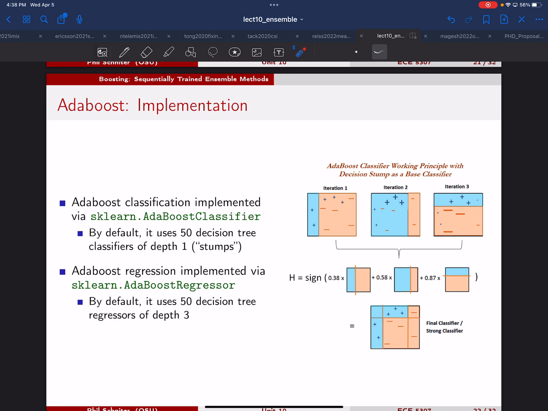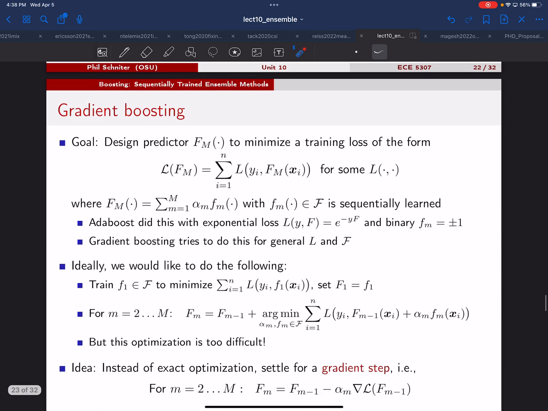Any questions on AdaBoost? Okay, so gradient boosting is next. Here, our objective is to minimize a loss of this form. You can see L. We want this to be a bit more general. This is the label y_i, as usual. This is the boosted predictor after M stages, as usual. The boosted predictor has the same form as before. We have some alphas, we have some little f's, and these little f's are going to be within a family of predictors F.